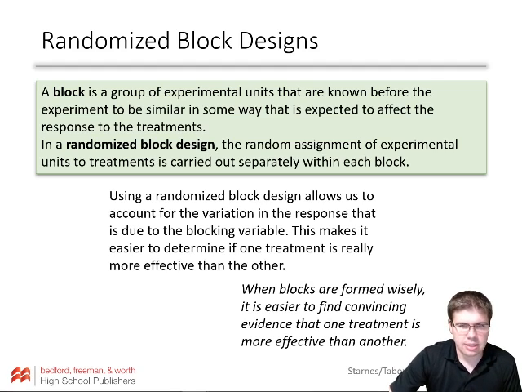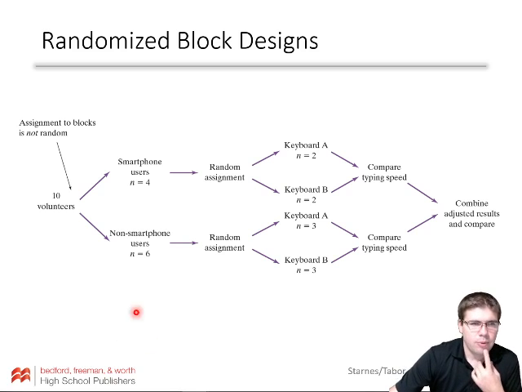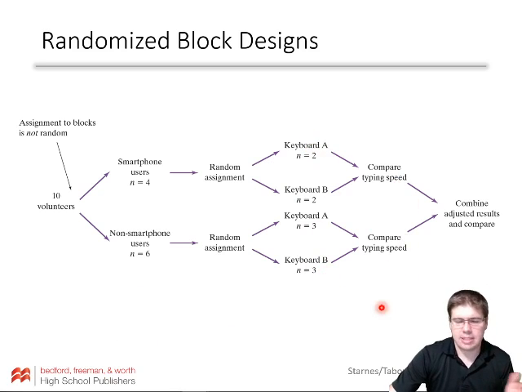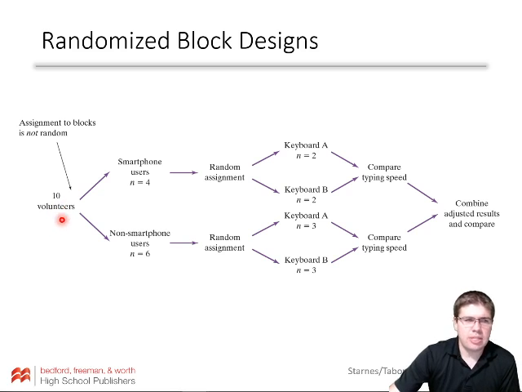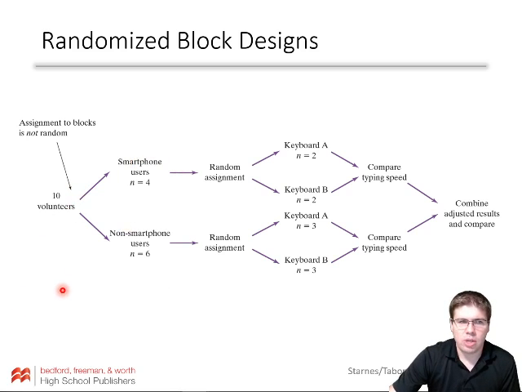So here is an example where we had 10 volunteers, and we were trying to study the effect of different keyboards on how fast they can type. We realized that whether they were already using a smartphone or not would affect their speeds, so we actually did 2 blocks. And you'll notice these blocks don't have to be the same size. We have 4 that were and 6 that weren't.